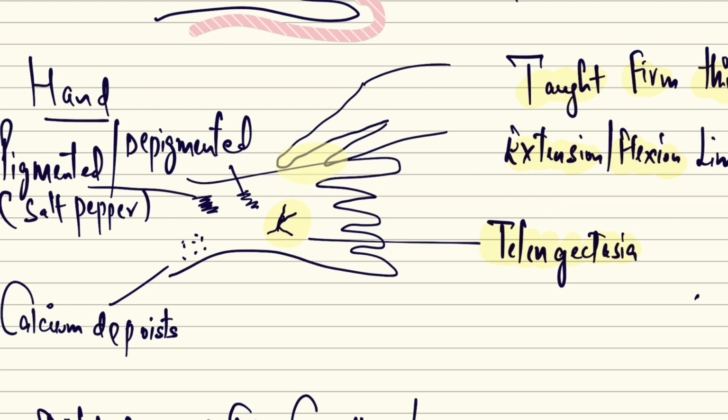And also, when you try to pinch the skin of the hand, there is difficulty in pinching the skin, because the skin is adherent to the subcutaneous tissue, so there is difficulty in retracting the skin of the hand in a patient of scleroderma. You will also find there are pigmented and depigmented lesions on the hand, which is given the name salt and pepper skin.